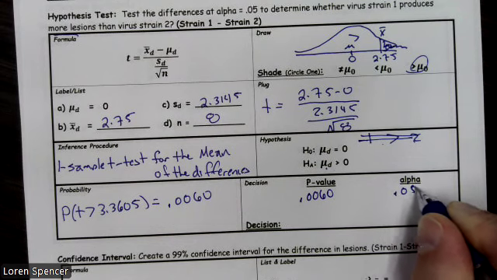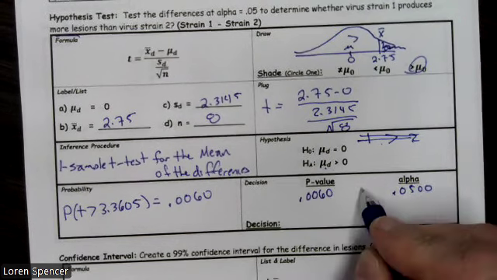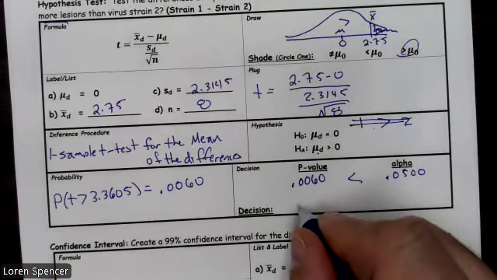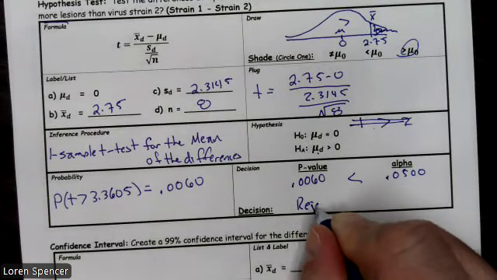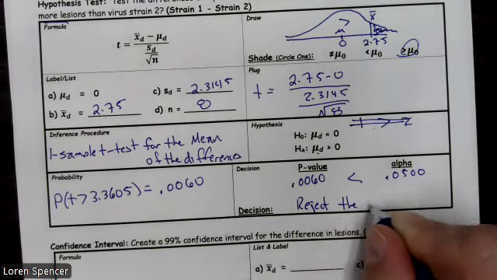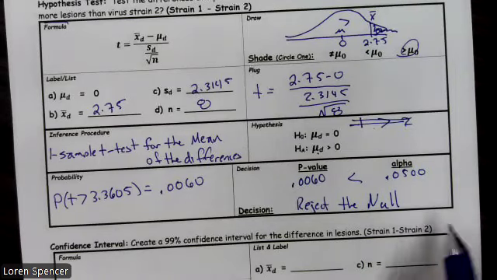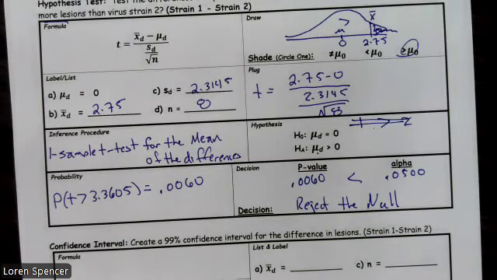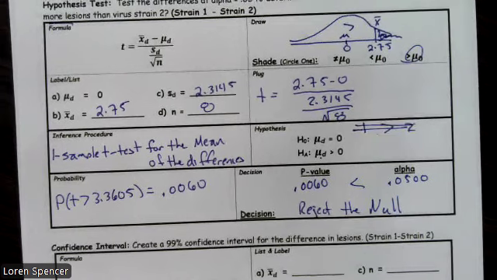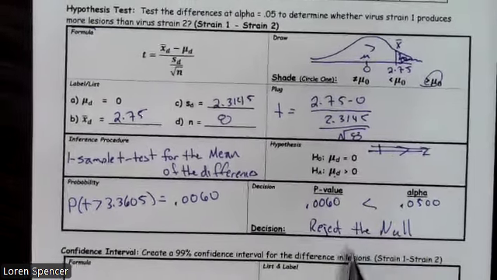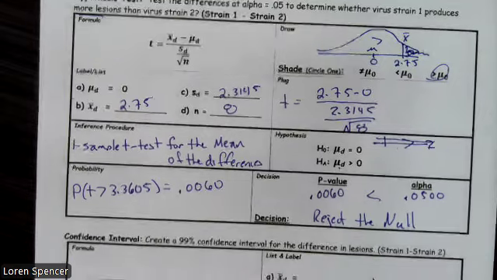My alpha is 0.05. This is less than, so our decision is to reject the null. It's like, hey, you know what? We just said strain 1 definitely has more lesions, or at least that's what our data shows.